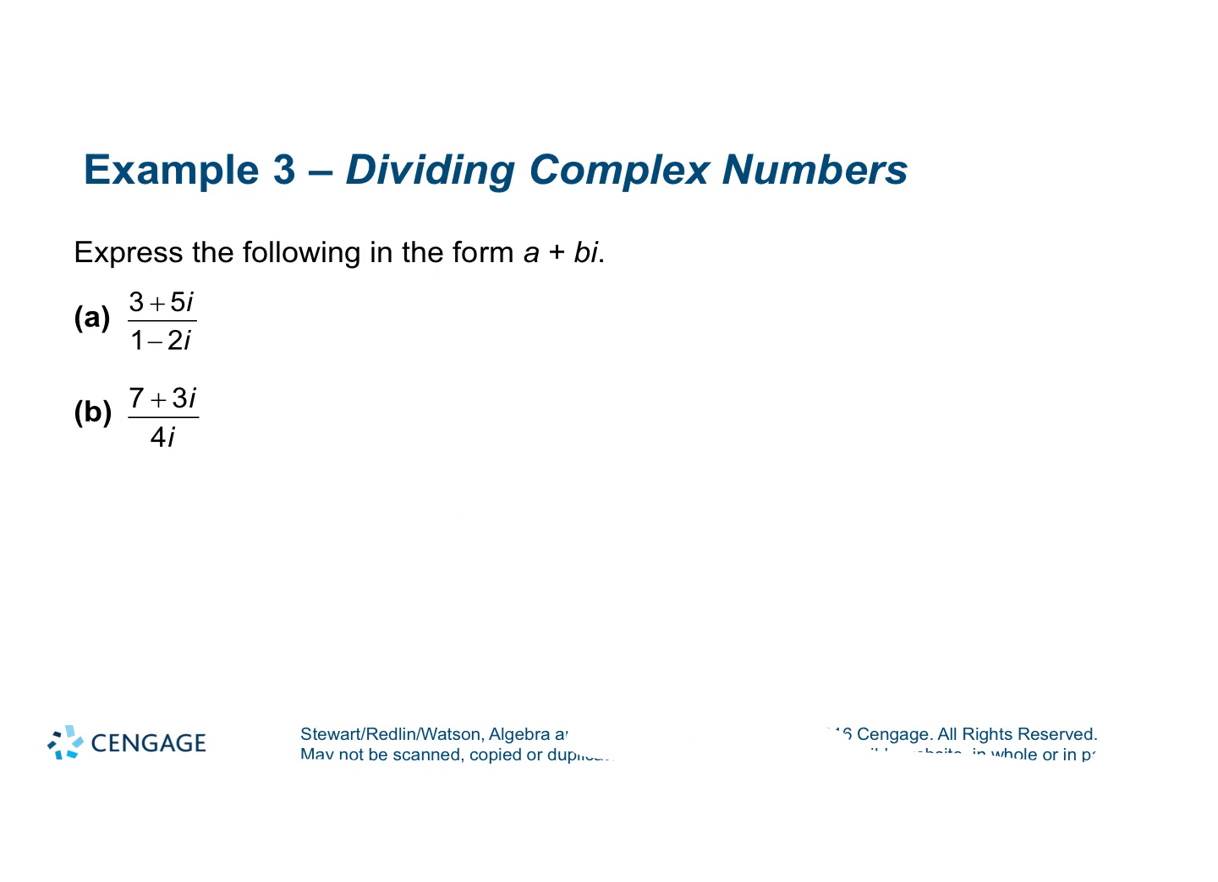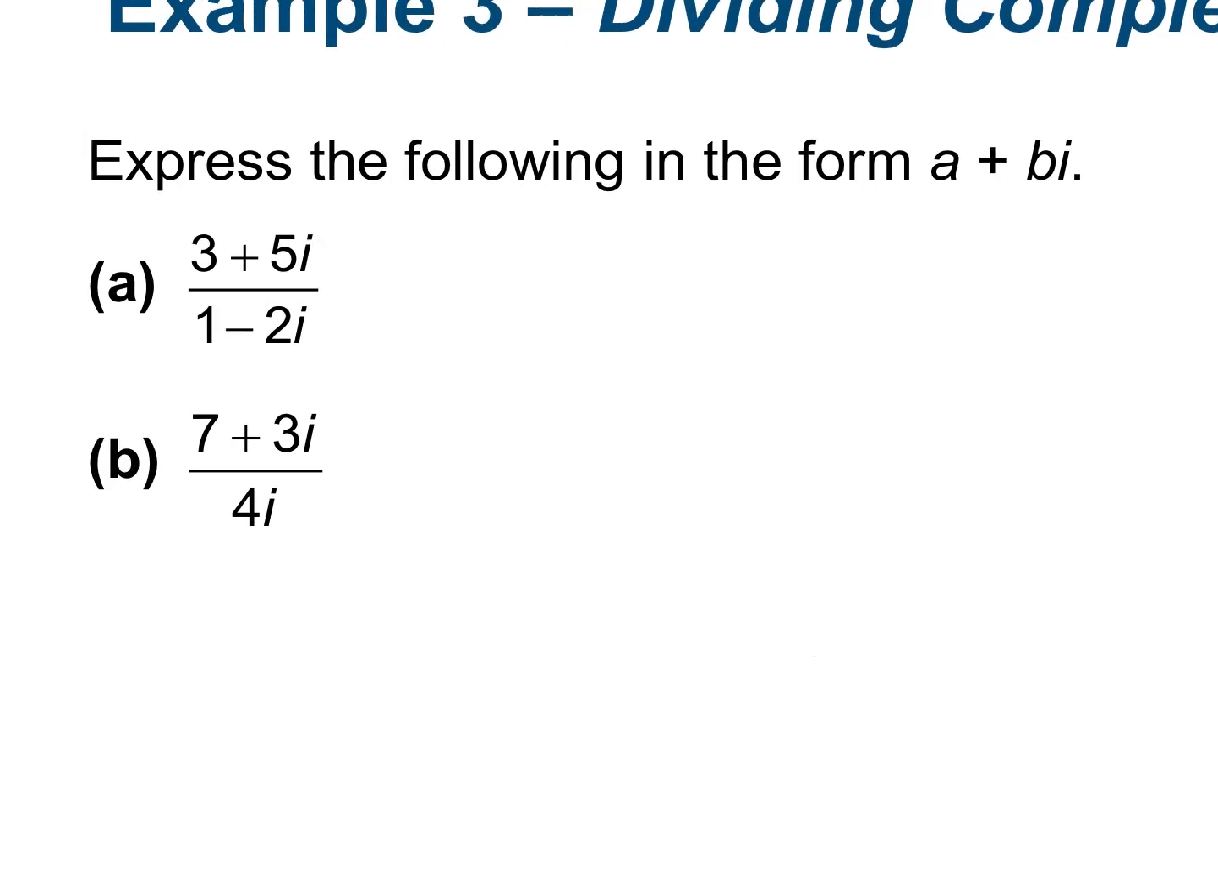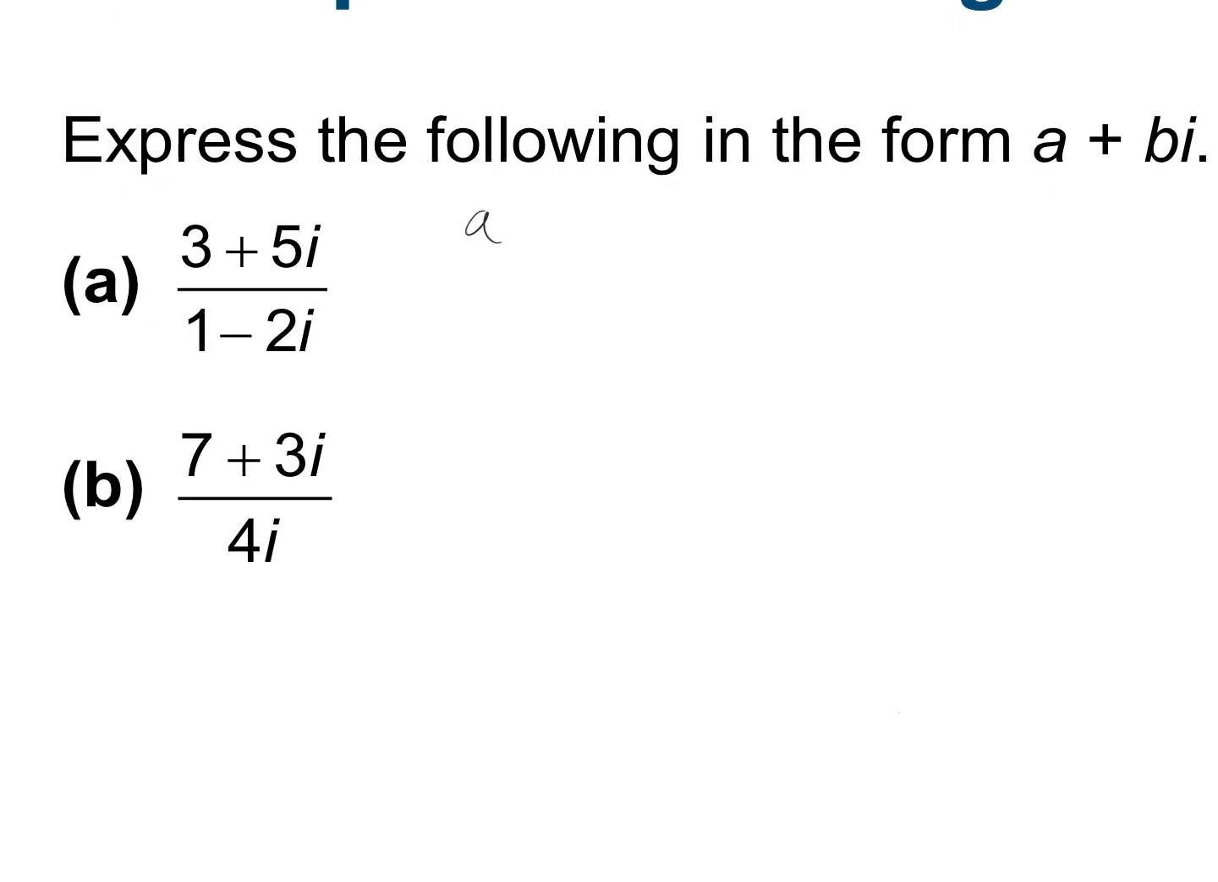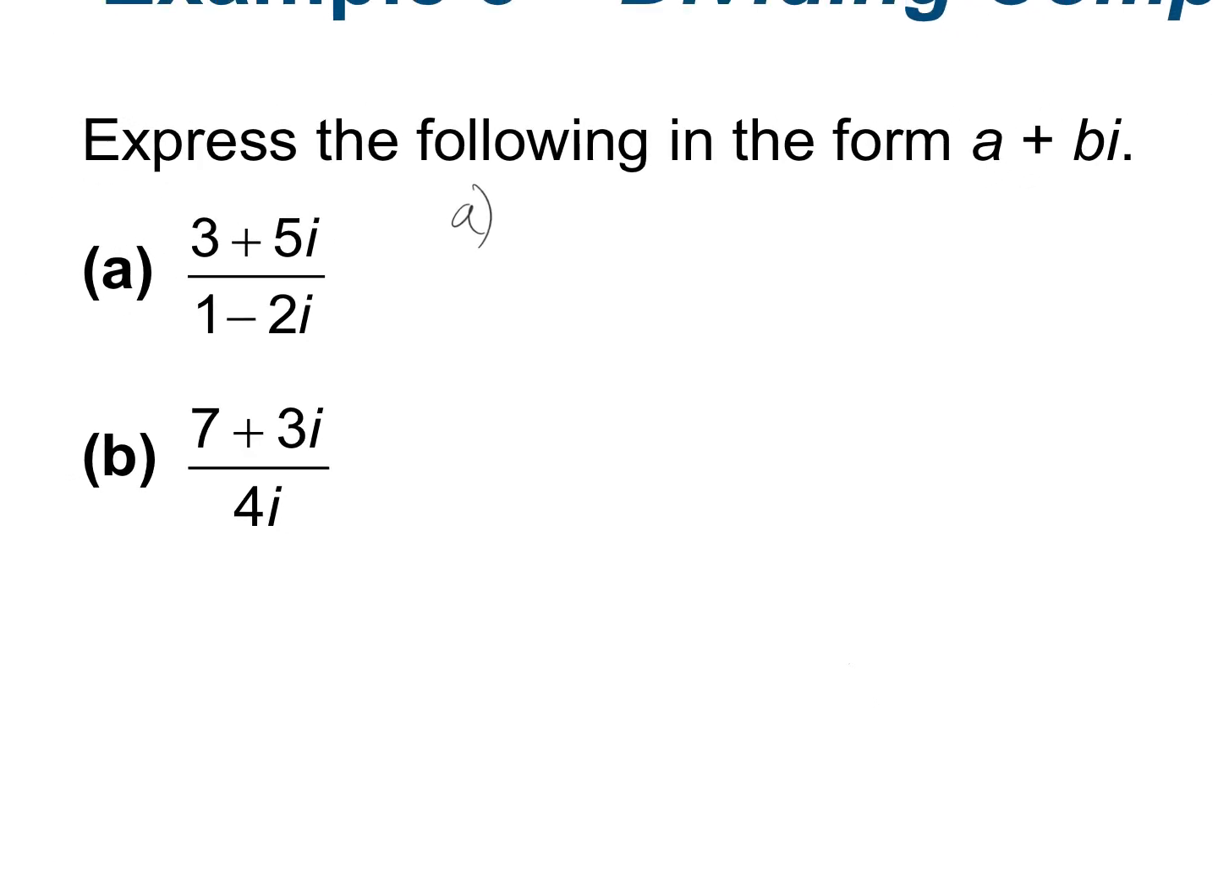Alright, so they want us to divide these complex numbers and express the answer in the form a + bi. Now I'm going to rewrite them. I'm going to do A right here, and then I'll do B right next to it. Now let's find the conjugate. The conjugate of this is going to be 1 + 2i, and 1 + 2i. Now I will go ahead and FOIL.